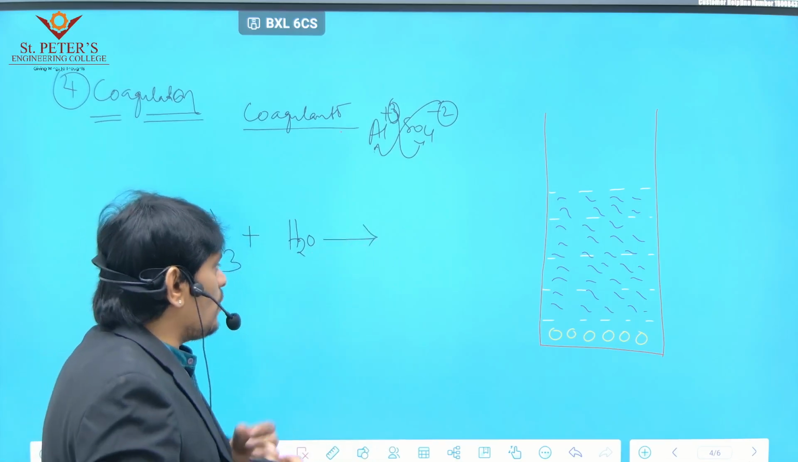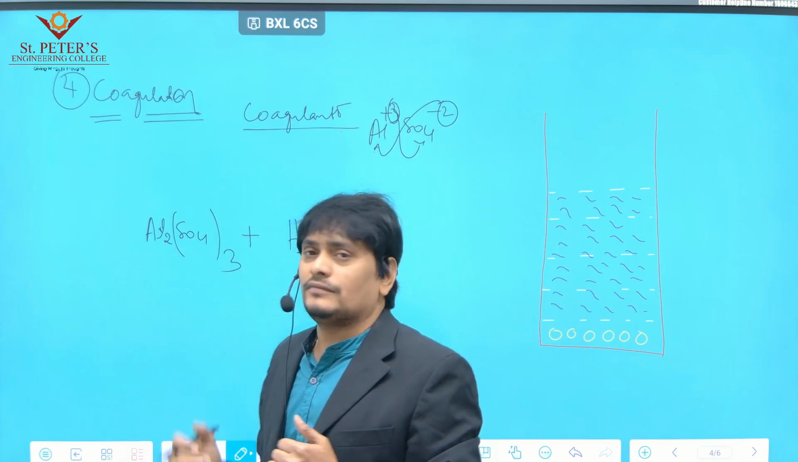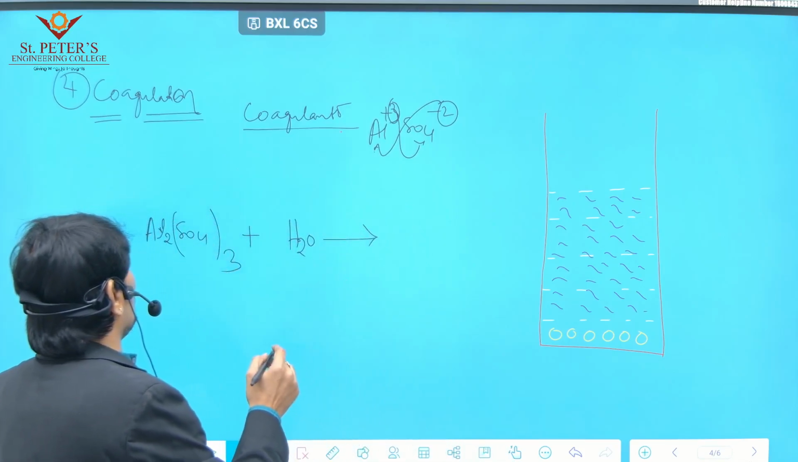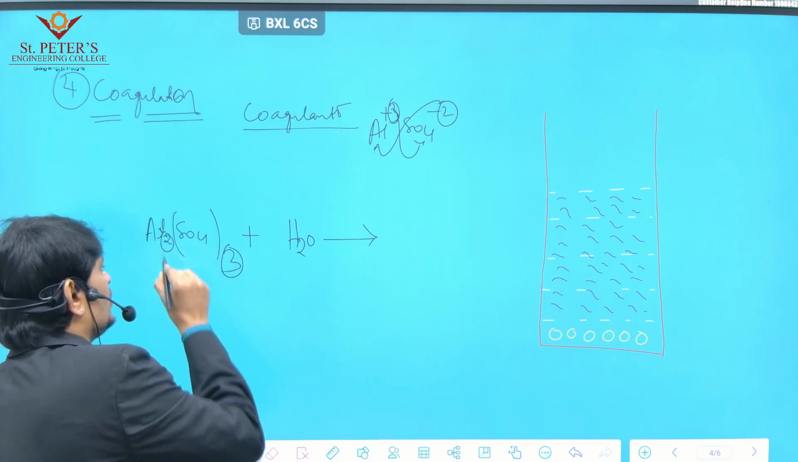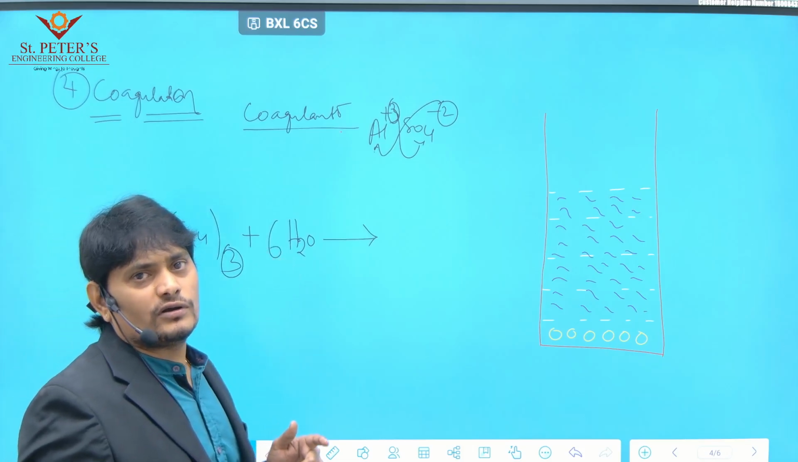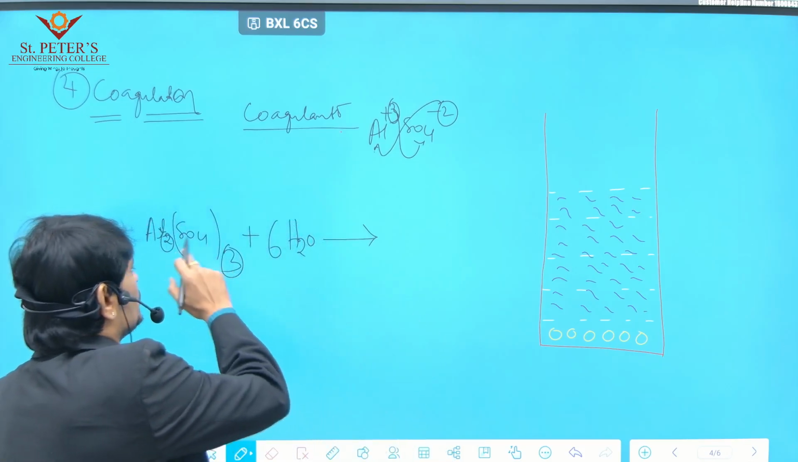Right. Now, how many moles of water does aluminium sulfate react with? Just in order to remember that, do this: 3 into 2. So, 3 twos are 6. It reacts with 6 moles of water. Just for remembering purposes only, I am explaining it like this: 3 into 2, 6.